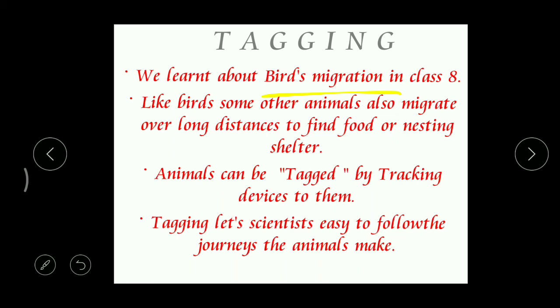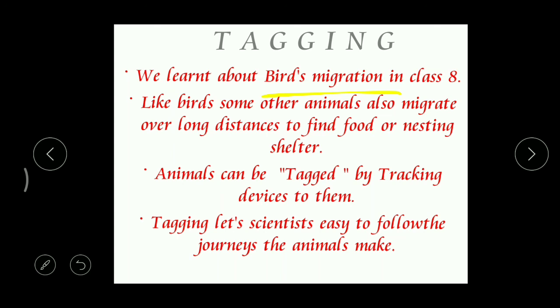Have you seen this great Siberian crane? Great Siberian crane. So this crane belongs to Siberia, right? But when it becomes winter in Siberia, it becomes totally icy cold. We cannot find any drop of water and all the water gets completely converted into ice. So it's very difficult for that bird to survive in Siberia.